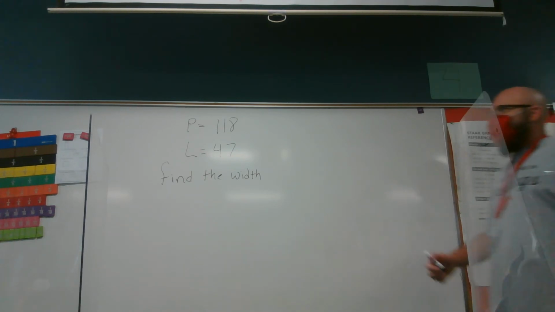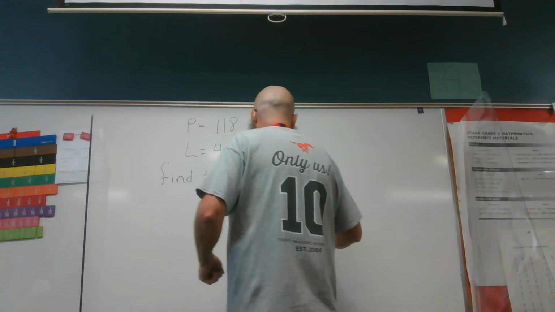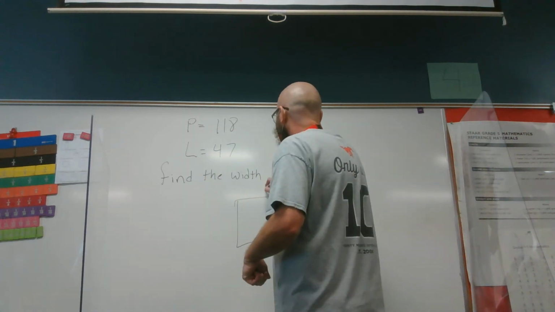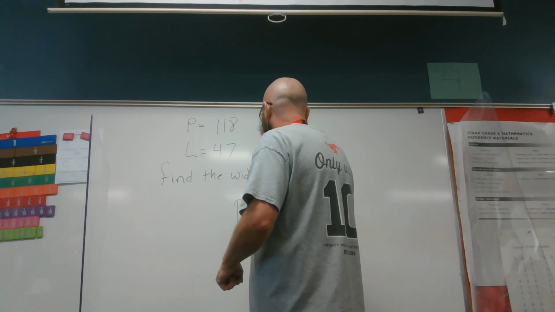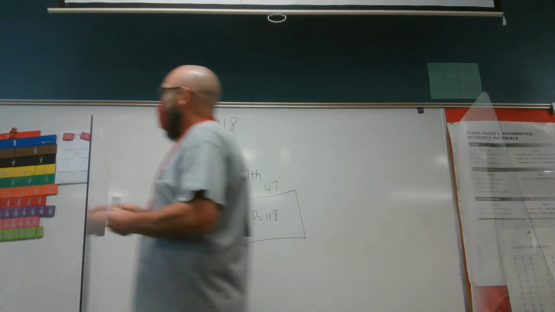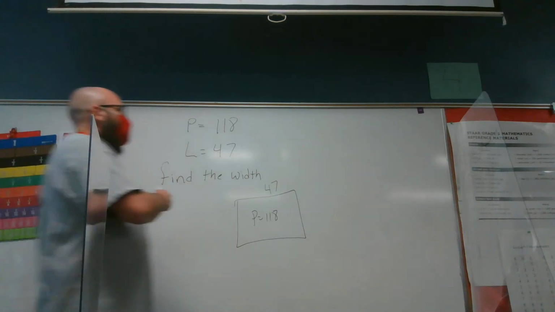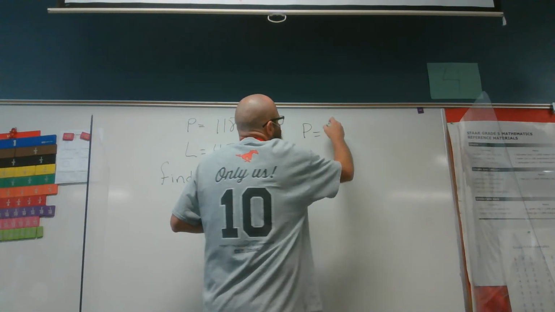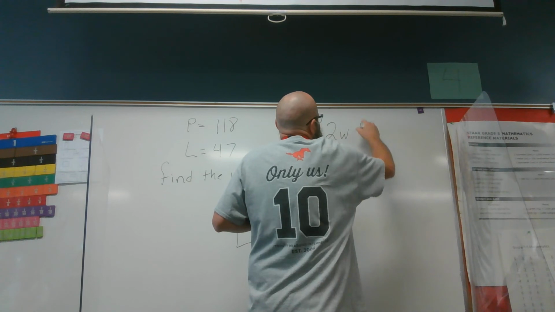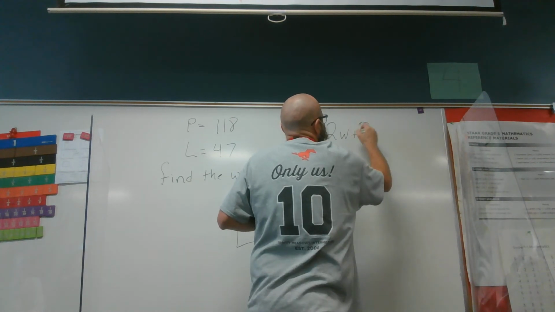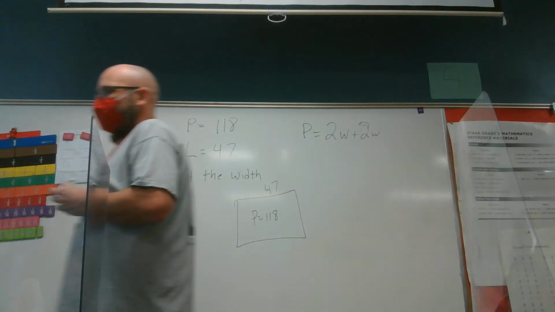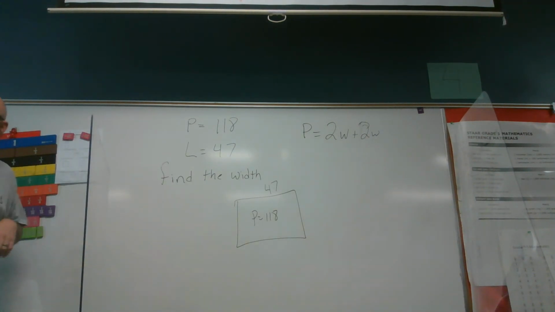Alright, so I'm going to draw my picture. And I'm going to say my length is 47. I know my perimeter equals 118. So which of these two formulas am I going to use? Length times width, or P equals 2 times W plus 2 times length? Good, I'm going to use the perimeter one. So my perimeter formula is P equals 2 times length plus 2 times width. And since it's multiplication, they can go either way. It doesn't matter, because they're interchangeable.